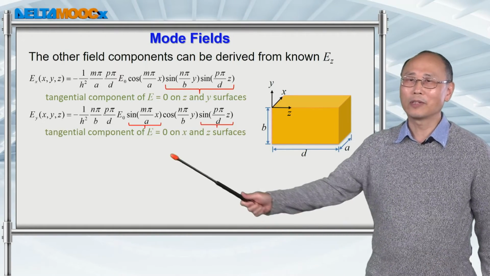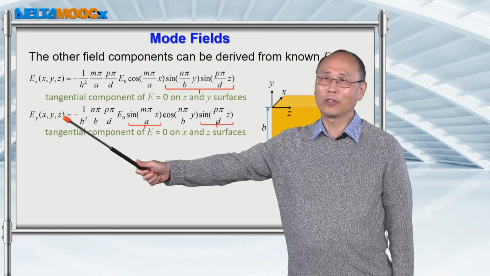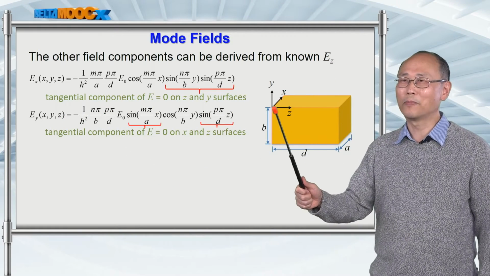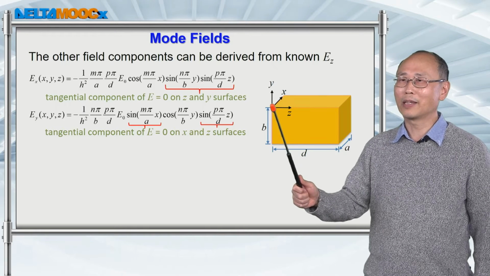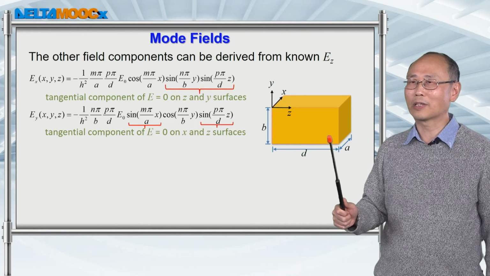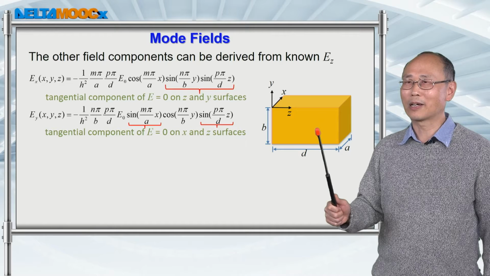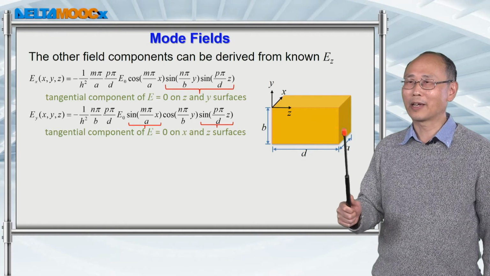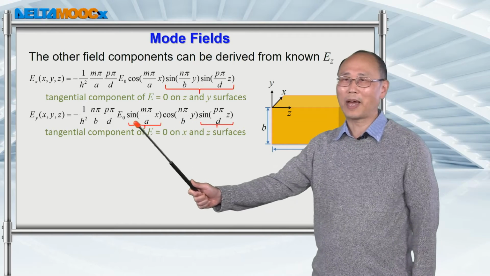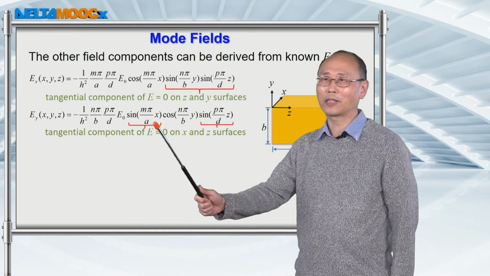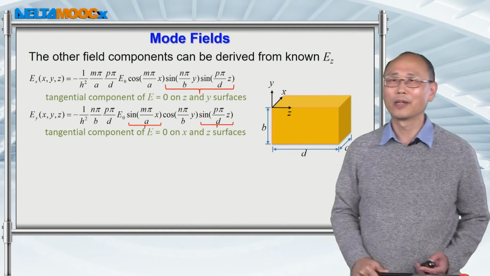And if you look into the Y component of the electric field, this Y component is along this vertical direction. And this field component is tangent to this X surface and also tangent to the Z surface. So you expect the sine solution along the X direction and also the Z direction.